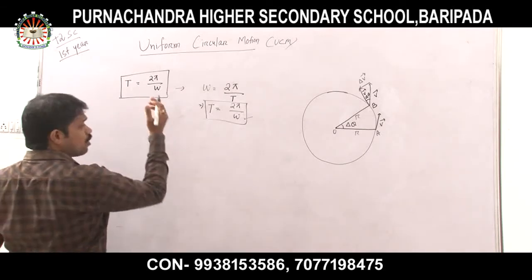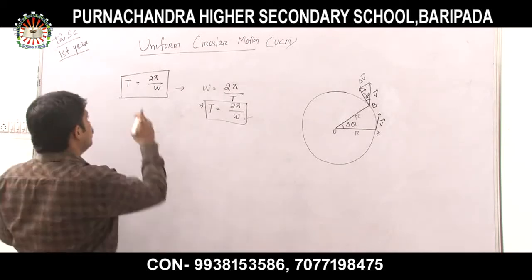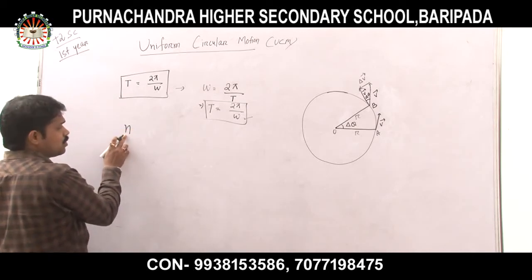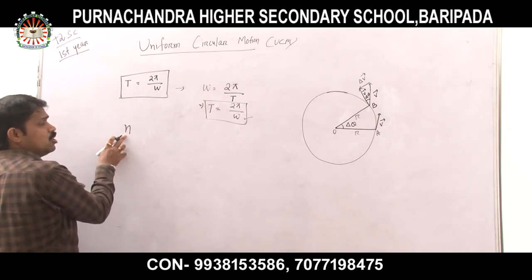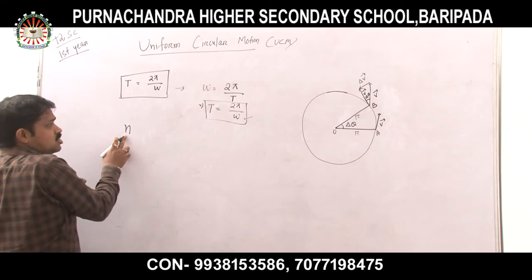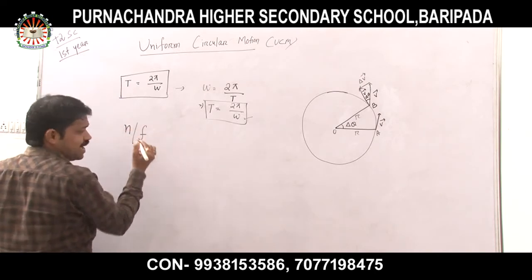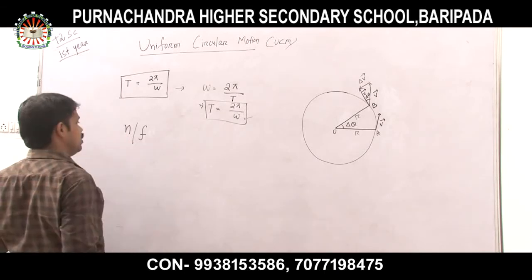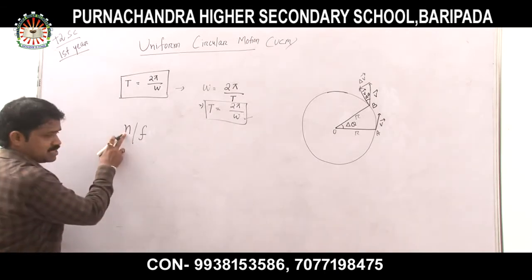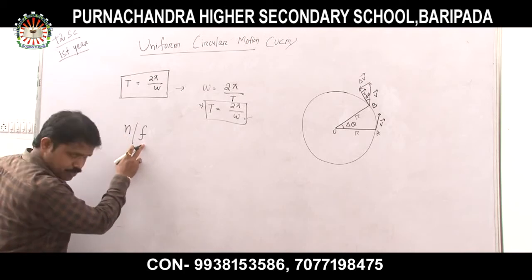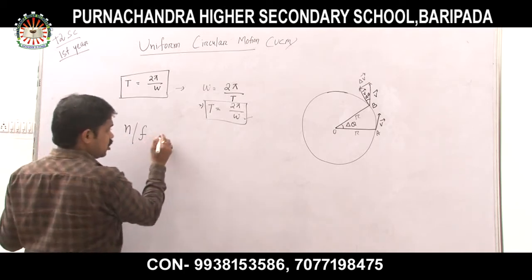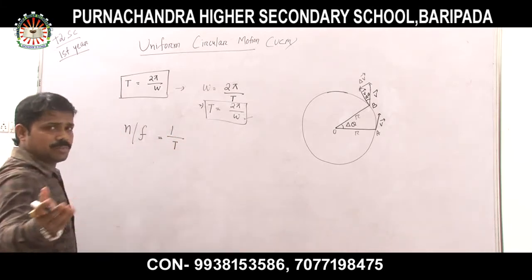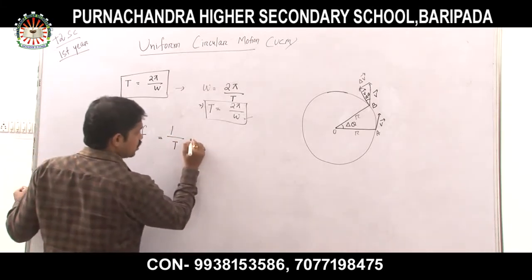So frequency, how can I find it? We know that the number of revolutions per unit time can be denoted as n or f. That is the frequency. That is equal to the reciprocal of the time period.